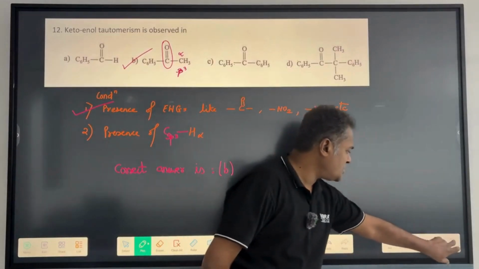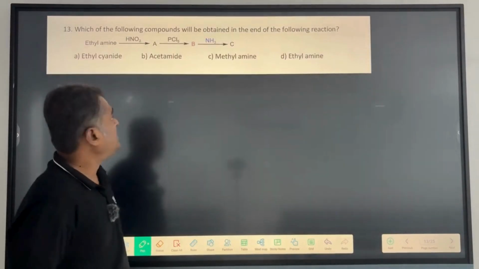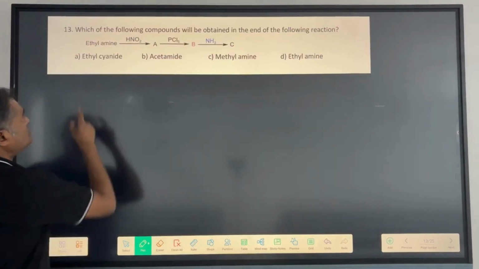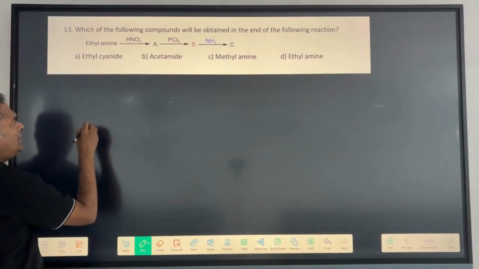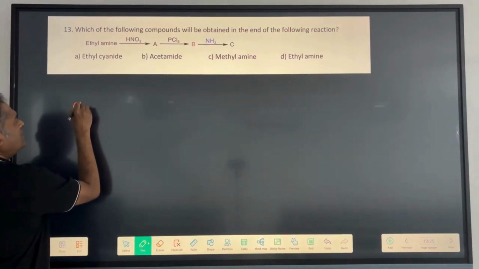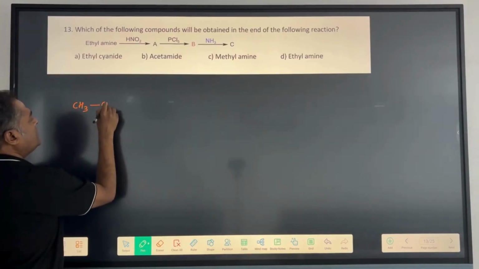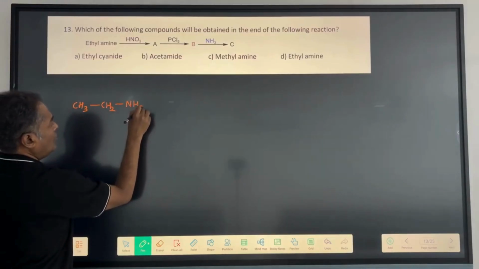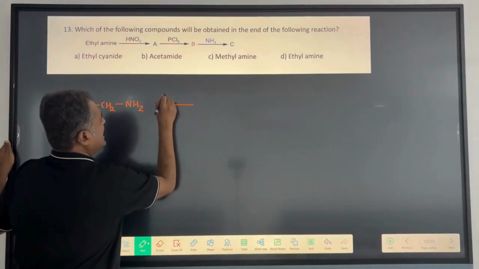What we have, child, on the screen? And I think this is one of the reactions. Let's write the first thing that is given to us. They have given the starting material as ethylamine. Now, how do you write ethylamine? It's an ethyl group. You can write it as C2H5 or you can put it in the open form as ethylamine. Now, treat this with nitrous acid.